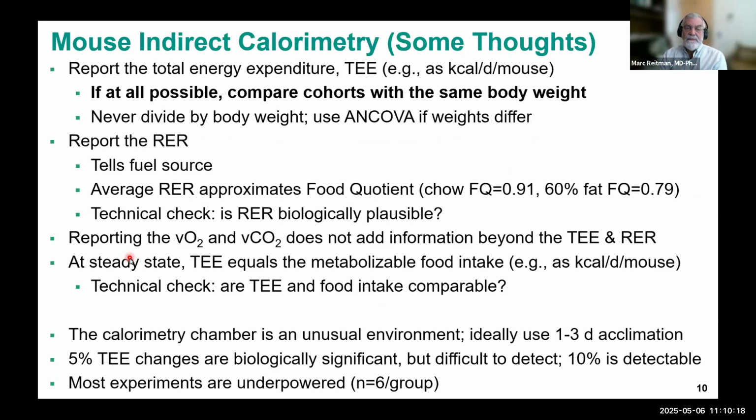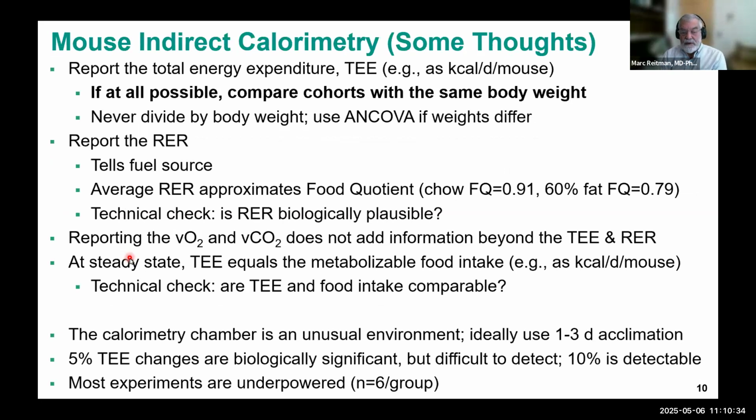If at all possible, compare cohorts that have the same body weight, compare animals of the same body weight, and never ever divide by body weight. Use ANCOVA if weights differ. And I also really like people to report the RER because it tells you the fuel source.